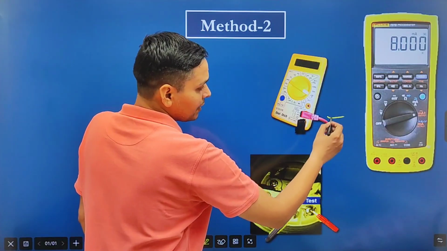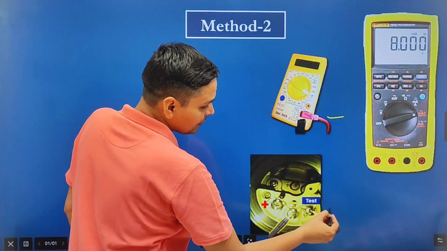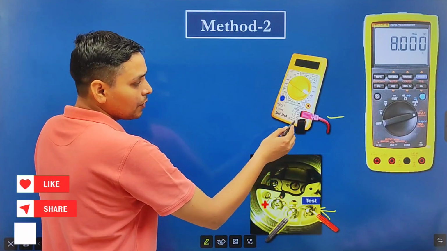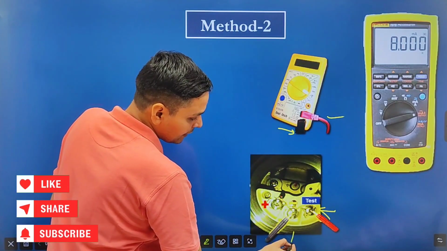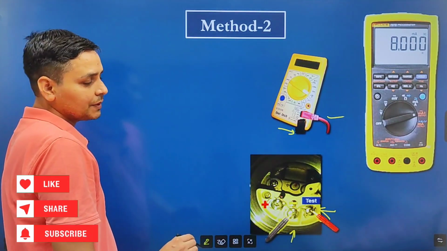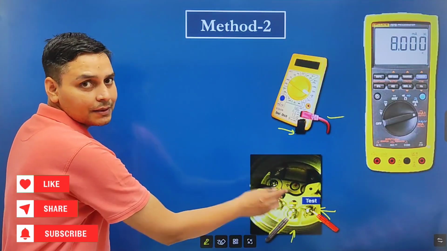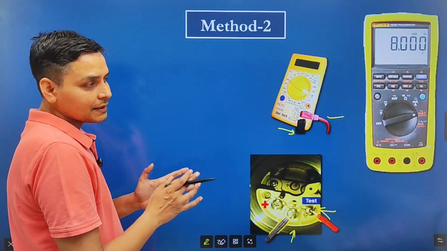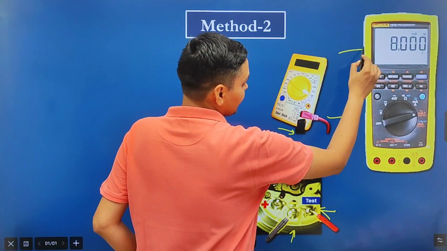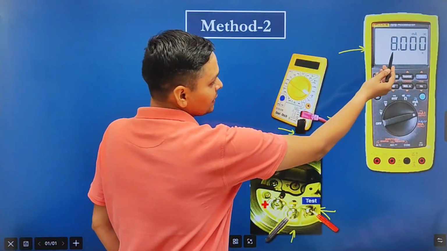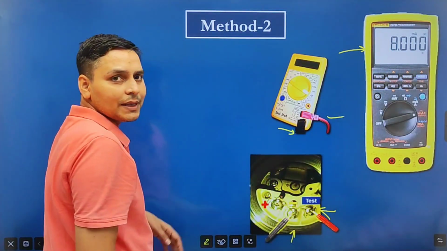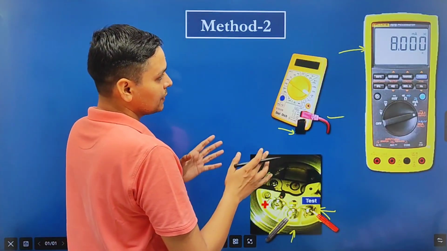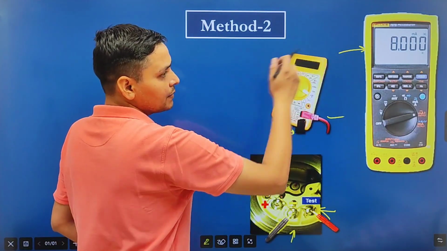The positive probe of the multimeter will be connected at the test side, and the common or black probe will be connected at the negative side of the transmitter, or the negative terminal of the transmitter. By connecting the multimeter like this, you will find the correct reading here. As you can see, the multimeter is showing 8 milliamperes. Similarly, you will find the correct reading of the transmitter in the multimeter.